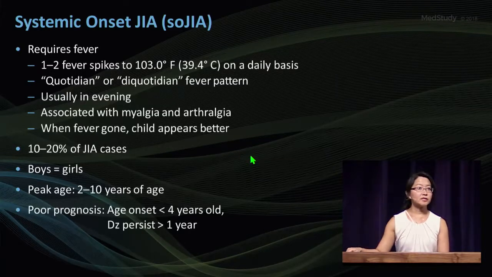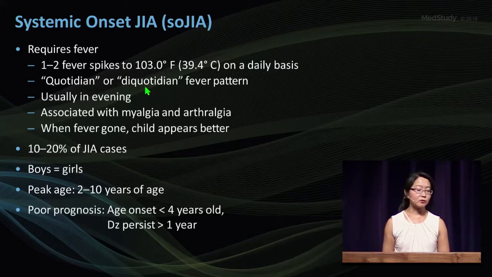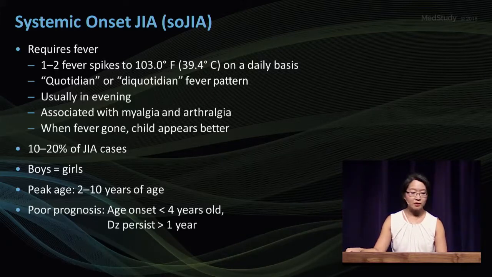So the first category, systemic onset JIA, we like to term this as SOJA. And this is where it requires fever. It's a quotidian or diquotidian fever pattern. So the fever spikes are very predictable, and these are high fever spikes. These aren't your 99-degree Fahrenheit fever spikes. These are 103, 102 degrees Fahrenheit. And typically, you can set your clock by the fever spikes. They're in the late afternoon to early evenings.